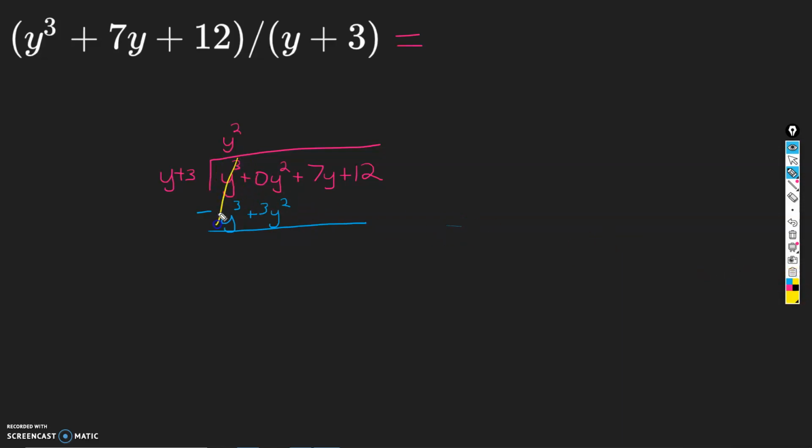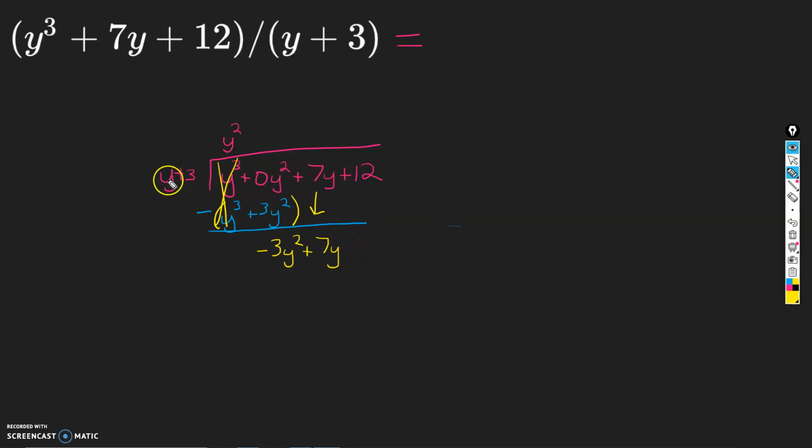So when we subtract, those guys go away. Zero. Don't forget there's also parentheses around here. And I do this all the time too, so you really need to pay attention with this subtraction out here. 0y squared minus 3y squared, so 0 minus 3 is negative 3y squared. This guy drops down, plus 7y.